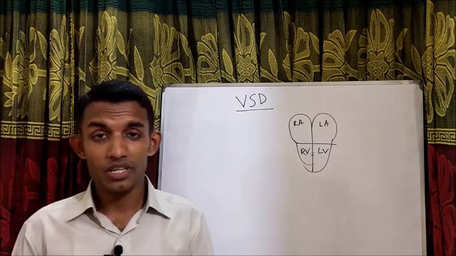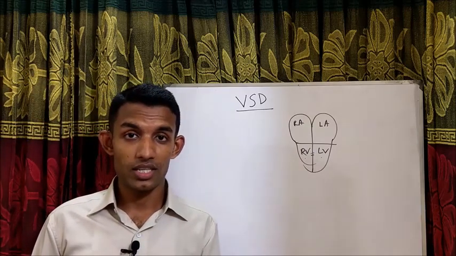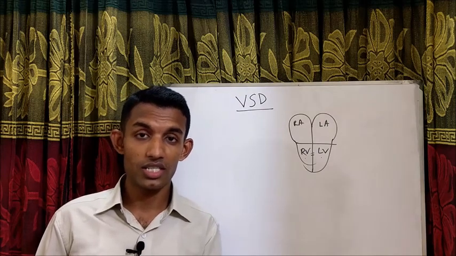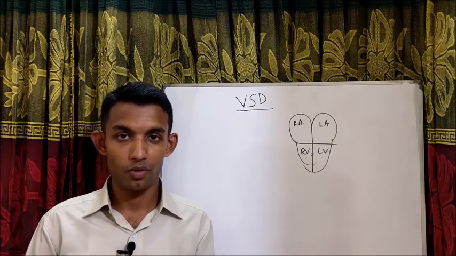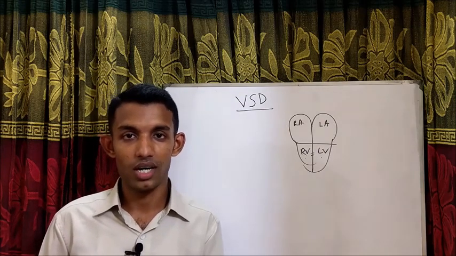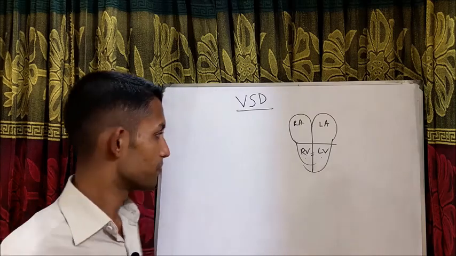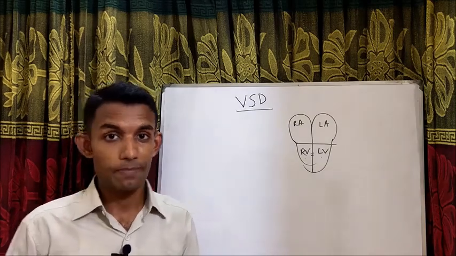And this ventricular septal defect is an acyanotic congenital heart disease, and the shunt is left to right shunt. Why is there a left to right shunt? I'll discuss everything gradually. Now, what are the types of VSD?